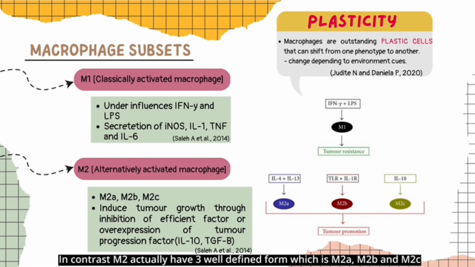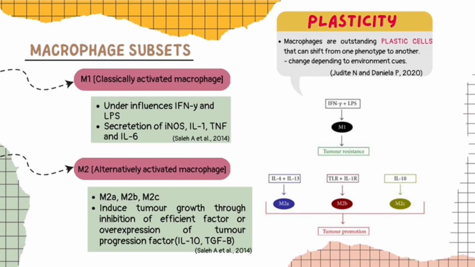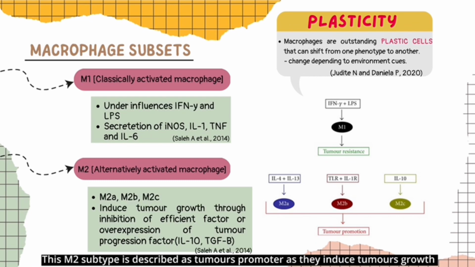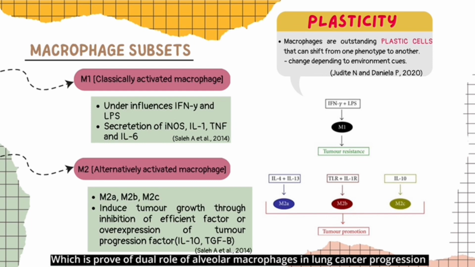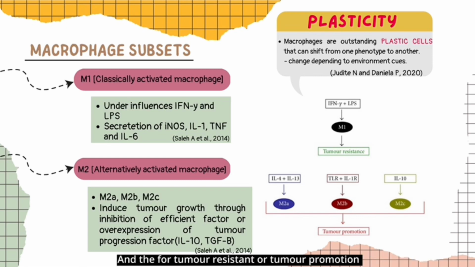In contrast, M2 actually has three well-defined forms, which are M2a, M2b, and M2c. This M2 subtype is described as a tumor promoter as they induce tumor growth through inhibition of effector factors or overexpression of tumor progression factors such as interleukin-10, TGF-beta, and angiogenesis mediators. So we can look at the figure that shows the simplest flow of M1 and M2, which is proof of a dual role of alveolar macrophage in lung cancer progression, either for tumor resistance or tumor promotion.